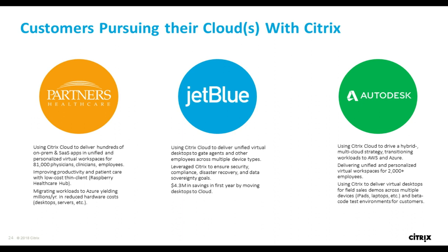And then finally, another really great customer, Autodesk. They're using Citrix Cloud and Workspace Services to drive a hybrid multi-cloud strategy with Citrix, transitioning their workloads from Amazon to Azure. And they're delivering this unified and personalized virtual workspace for over 2,000 employees. They're using Citrix to deliver virtual apps and desktops to all their field demos, whether they're using iPads, laptops, or any other devices. And some of their beta customers are also testing this environment for their customers.